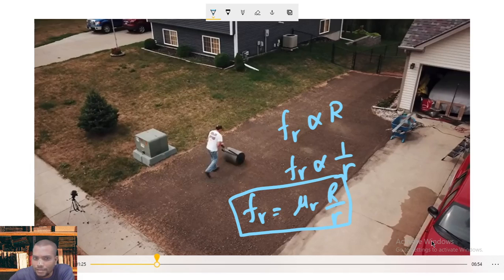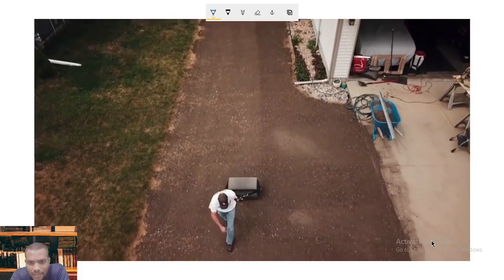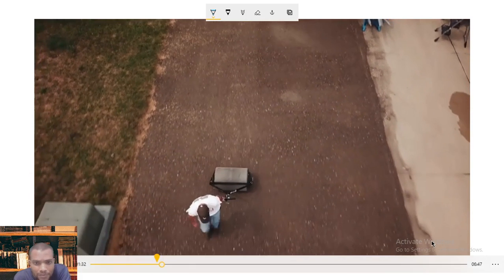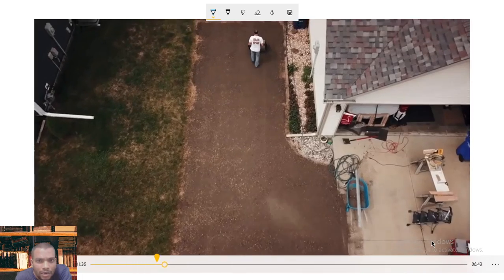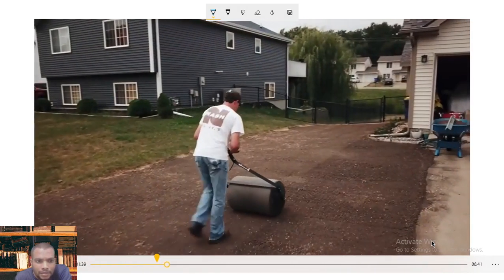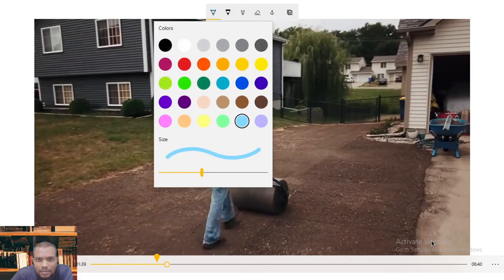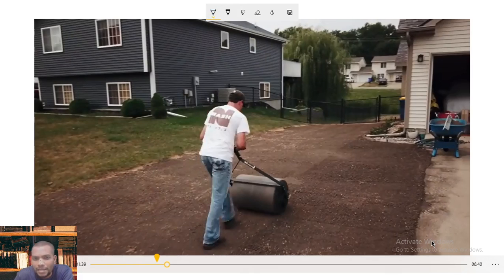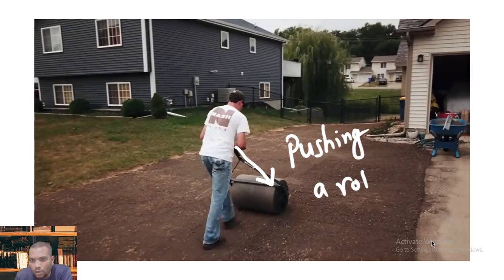So today's class we will find which is easier: pulling an object or pushing an object. Right now you see a land roller being used. She is applying a force in the forward direction. So this is the force direction, and this action we call pushing a roller.